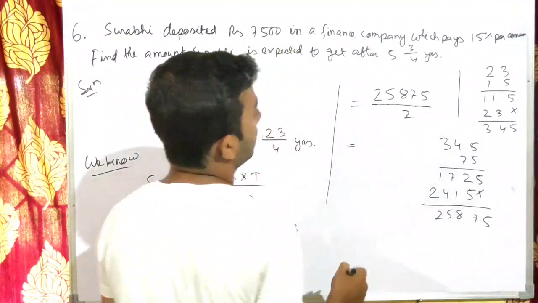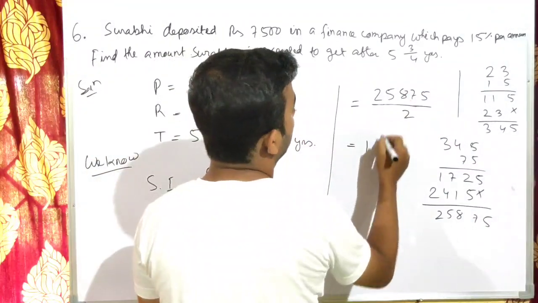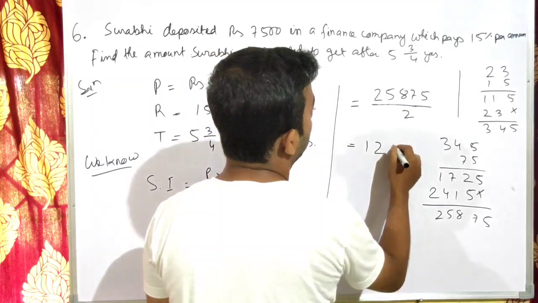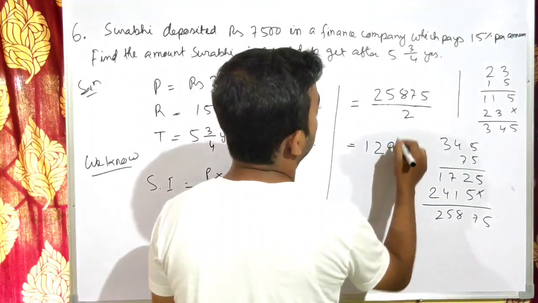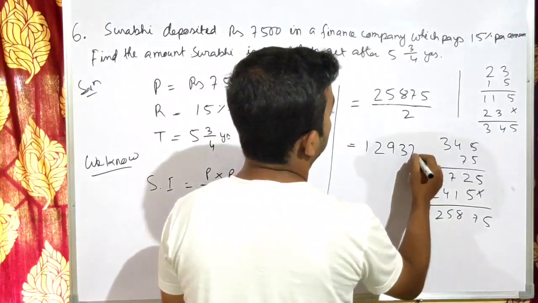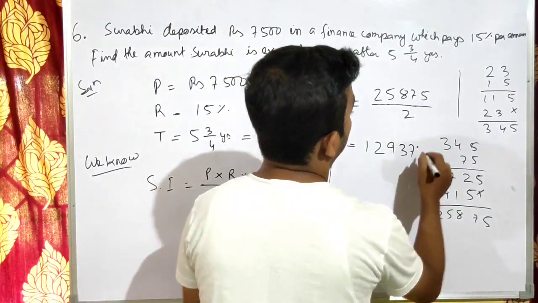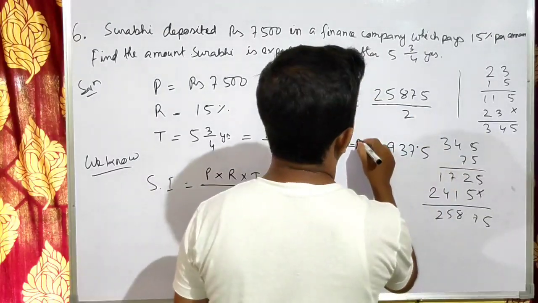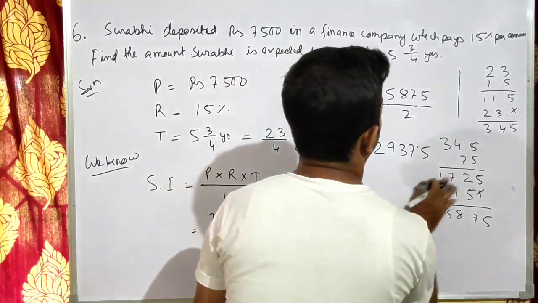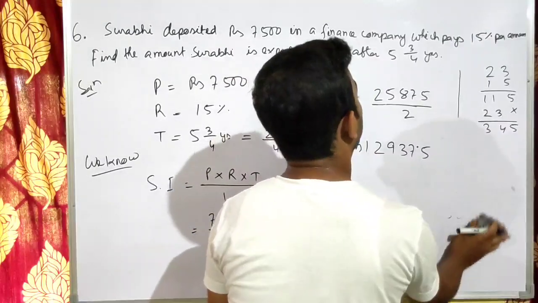Okay, now let's divide. The result is 12,937.5. So this is the interest Surabhi will get.